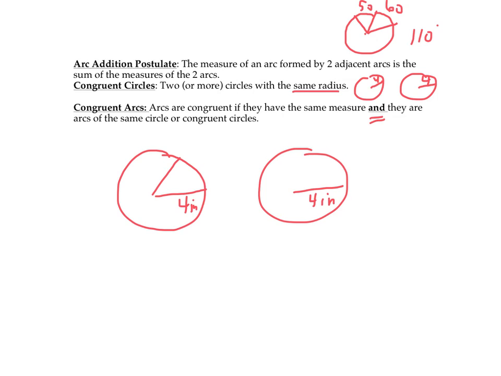If we have a central angle of, say, 60 degrees, and this is arc AB, in this circle we also have a central angle of 60 degrees, and this is arc CD. Because both of those arcs have the same measure, 60 degrees, and they're part of congruent circles, then we can say for sure that arc AB is indeed congruent to arc CD. Okay, again, they have the same measure in degrees, and they're parts of congruent circles.